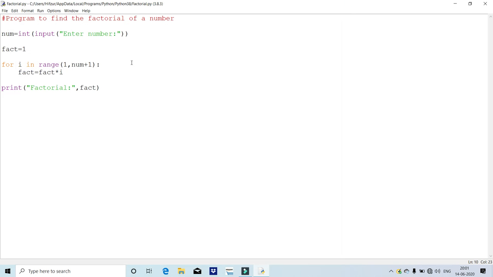So you can optimize your code, but after checking for 0 and negative numbers. So I'm assuming that you have checked for 0 or negative numbers because the factorial of 0 is 1. So you can make here as num and you can exclude the last digit.